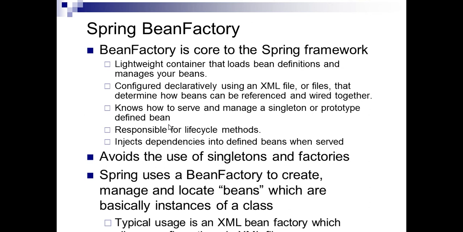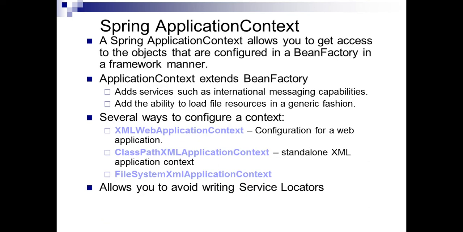The Spring BeanFactory is again a core of the Spring framework, a lightweight container. There are basically two containers in the Spring framework: one is the Spring BeanFactory, another is the Spring ApplicationContext. It avoids the use of singletons and factories, and Spring uses a bean factory to create, manage and locate beans, which are basically instances of a class. So the Spring ApplicationContext has these features. This slide you need to remember for programming. A Spring ApplicationContext allows you to get access to the objects that are configured in a bean factory in a framework manner. ApplicationContext extends BeanFactory.